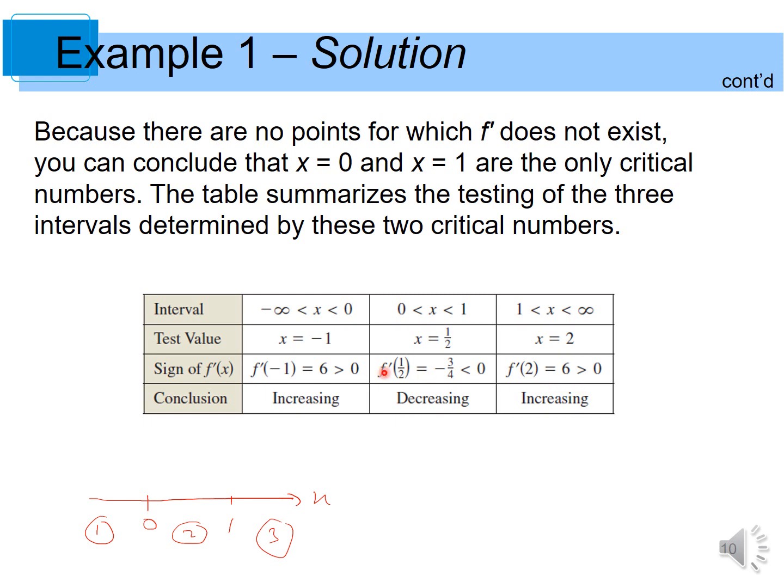So based on the theorem, we can conclude for the first interval, the function is increasing. And for the second interval, the function is decreasing because of the negative value. Then for the third interval, since the value here is positive, the function is increasing in this interval.